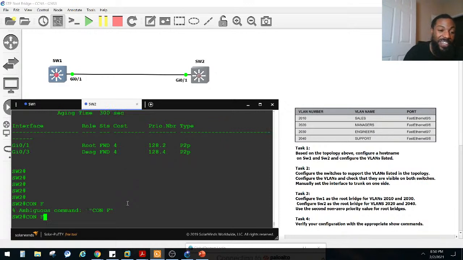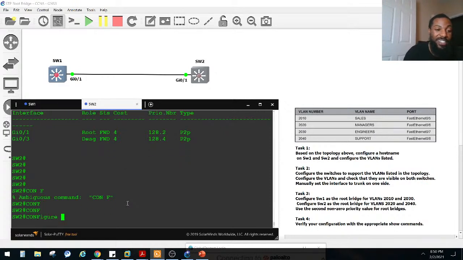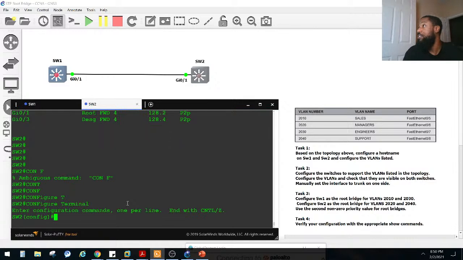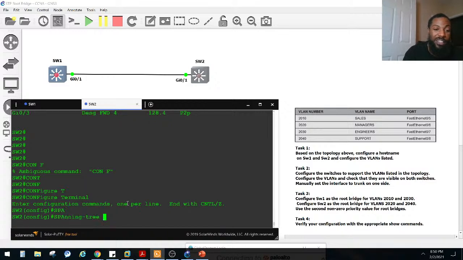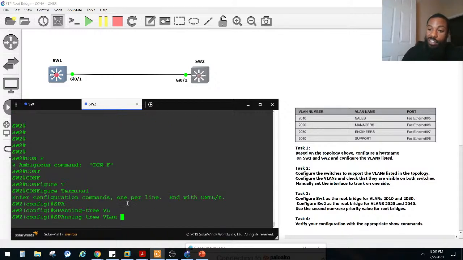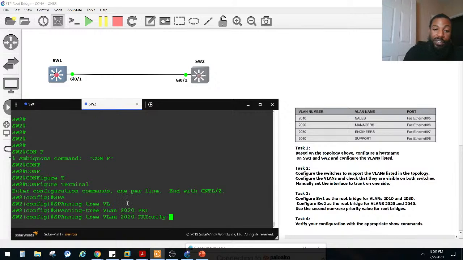So configure F. What am I doing here? Configure terminal. Yeah, I'll make sure y'all roll me with that like button, man. Interface. I mean, what am I doing? Spanning tree VLAN 2020 priority. We said the second non-zero priority value. Anybody remember what that is?